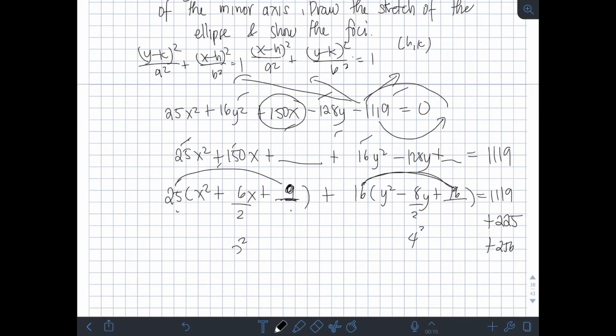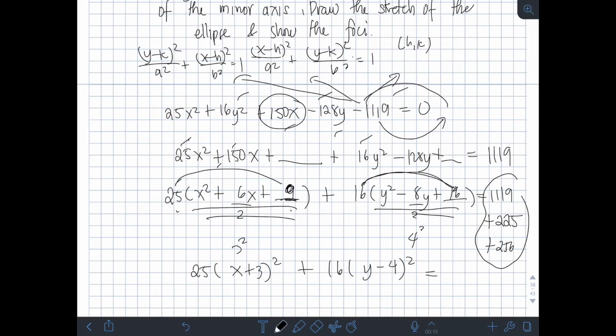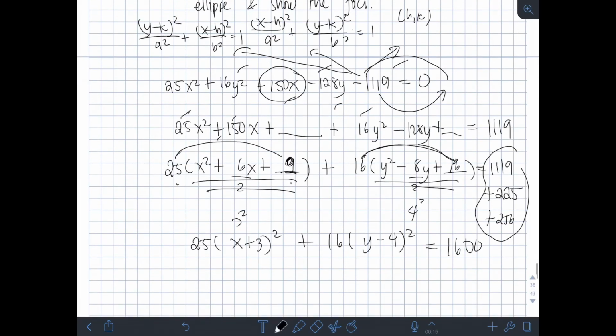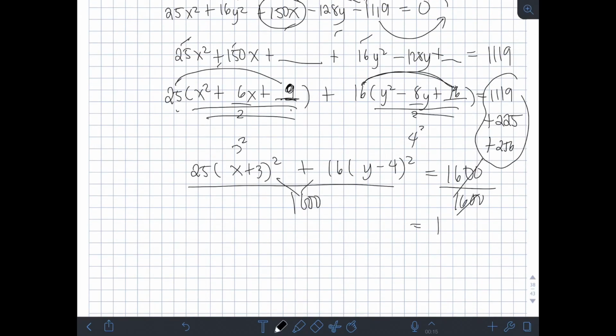Okay? Now, factorable na silang dalawa, right? So, 25 times factored form nito is x plus 3 quantity squared, right? Plus, ito rin, 16 times factor nito is y minus 4 quantity squared, right? Equals, so, combine na lang natin to. 1119 plus 225 plus 256. 1,600. Okay, so in standard form, yung right side naka-equate sa 1. So, divide natin both sides by 1,600. So, sa kanan, 1 na lang. And then, distribute si 1,600.